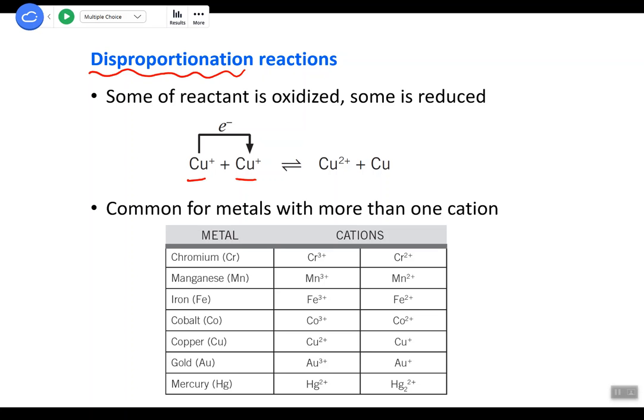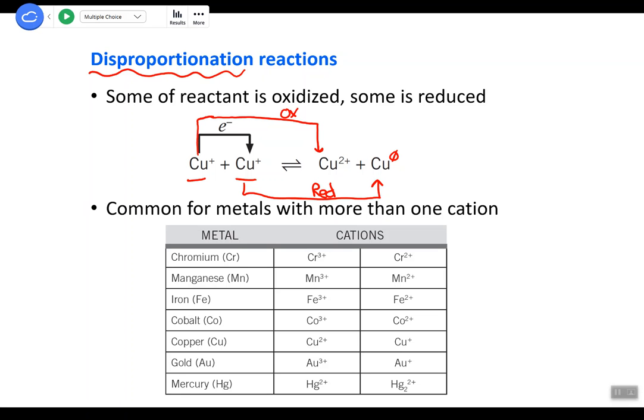If we have a species that can have more than one stable oxidation number, a lot of the elements in our periodic table, especially in the transition metals, can have more than one stable oxidation number. Iron could be plus 3, it could be plus 2, and it could be 0. Copper could be plus 1, it could be plus 2, it could be 0. It's possible to have a reaction where there's only one reactant, but there are 2 products, where the copper is both oxidized and reduced. How is that possible?